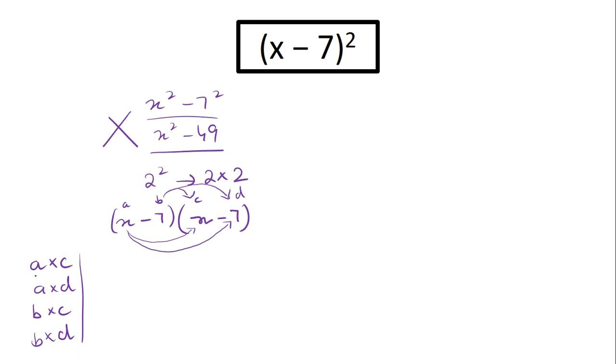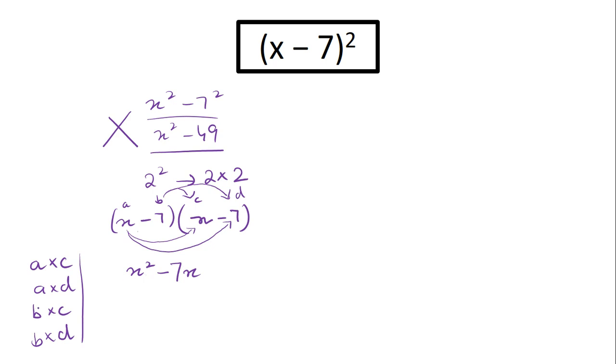I have to do A times C. So on my A I have x, and on my C I have another x. So x times x gives me x squared. Secondly, I have to do A times D. So A is x, D is negative 7. So x times negative 7 is negative 7x.